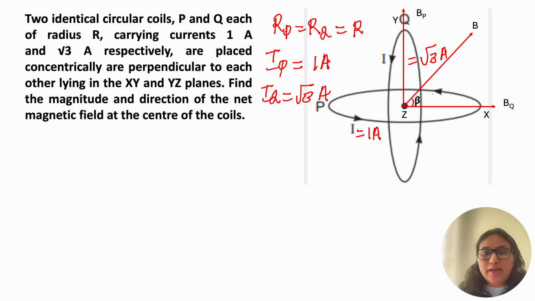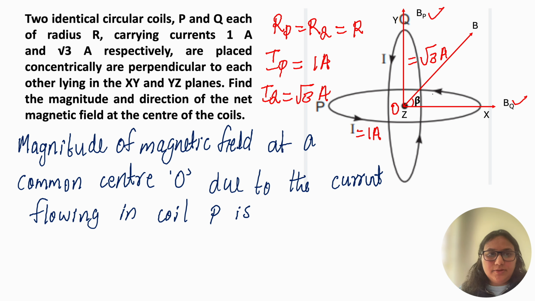Here we are going to calculate the magnetic field due to coil P, BP. Then we are going to calculate the magnetic field due to coil Q, BQ, at the common center O. And then we are going to calculate the net magnetic field. So first we are going to calculate the magnetic field due to P.